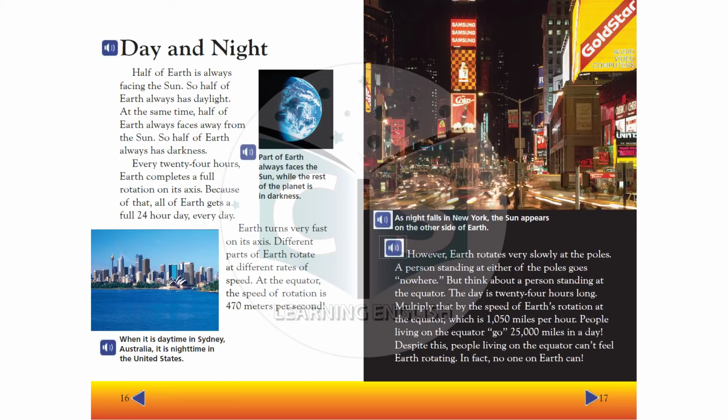But think about a person standing at the equator. The day is 24 hours long. Multiply that by the speed of Earth's rotation at the equator, which is 1,050 miles per hour. People living on the equator go 25,000 miles in a day. Despite this, people living on the equator can't feel Earth rotating. In fact, no one on Earth can.